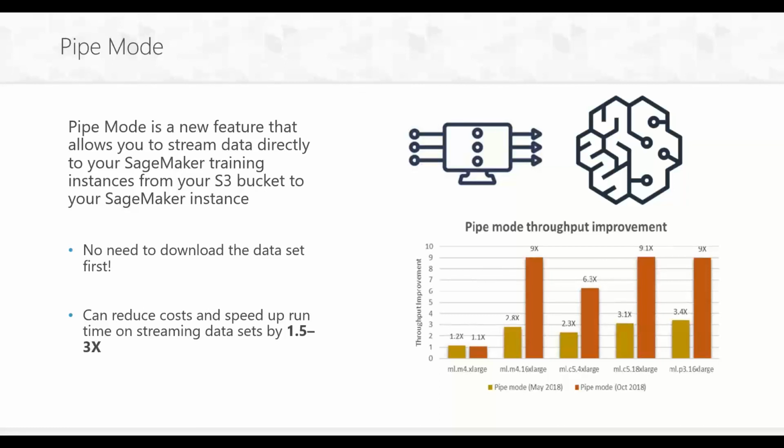So typically what you had to do prior to pipe mode is you'd have to download the training data set onto the SageMaker training instance and then read that from your training instance. So you'd have to basically download and then read it. Instead, now you can just stream the data directly into your model training compute instance, which drastically speeds up the runtime and the cost of your streaming SageMaker compute instances.